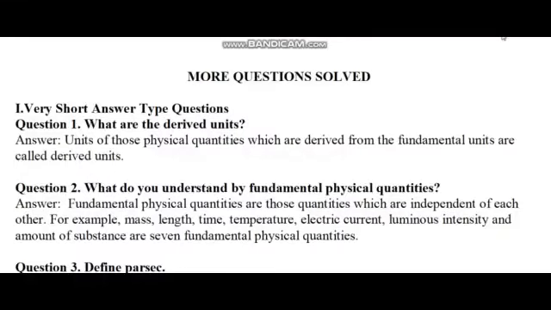Okay, after the 7 examples, that is extra sums, now we are going to discuss some more questions. Question number 1. These questions all come under very short answer type questions. What is a derived unit? This I already said. What is a derived unit?